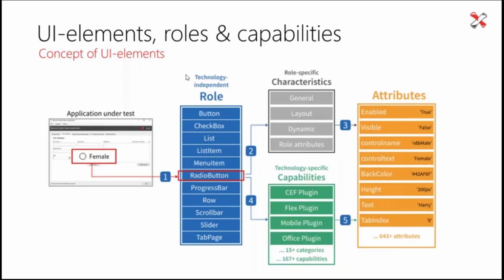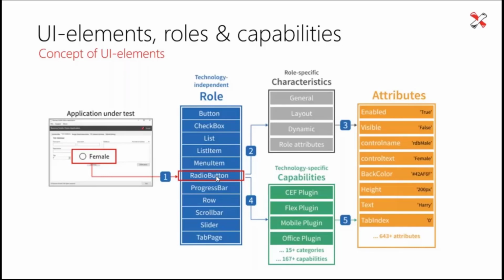But let's briefly discuss how Ranorex accomplishes this. Ranorex achieves this through a sophisticated approach, and I'd like to take a few moments to explain. So in this example, we have an application under test, and we have a designated radio button called female. Now, Ranorex initially tries to map to a technology-independent role. If nothing is found, then there is an unknown role. But in this instance, Ranorex identifies this UI element as a radio button.